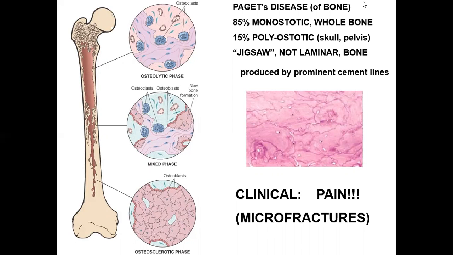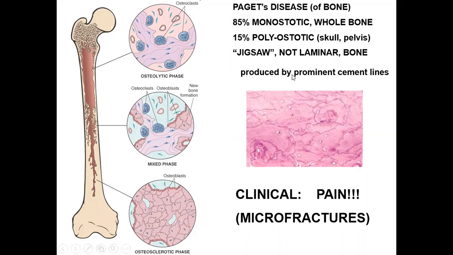So Paget's disease may be monostotic, that is affecting one bone. 85% of cases are monostotic, and 15% are polyostotic, affecting multiple bones, skull and pelvis. And there is a jigsaw puzzle-like deformity or arrangement.